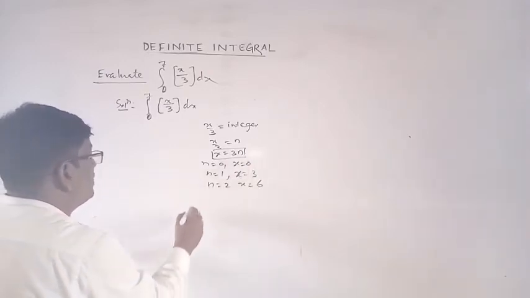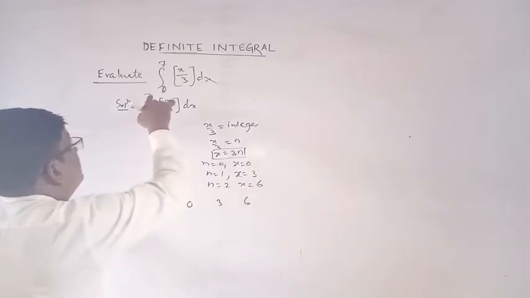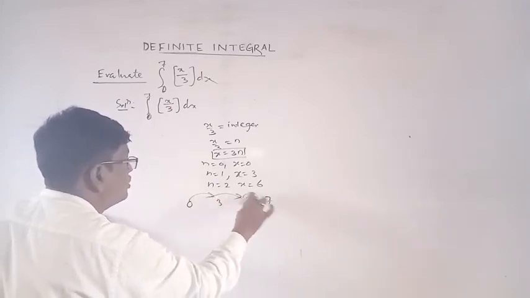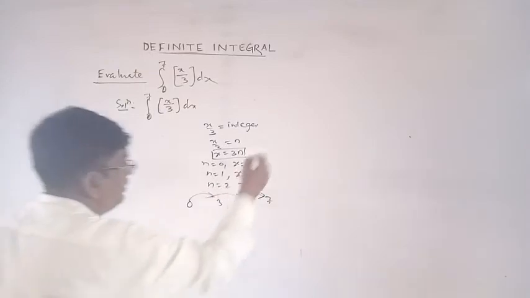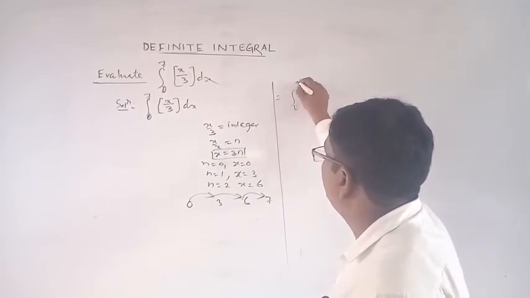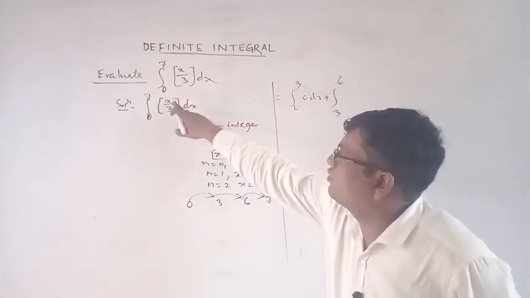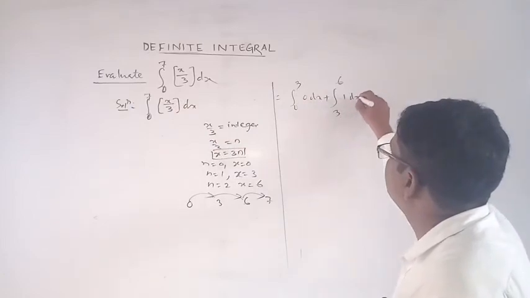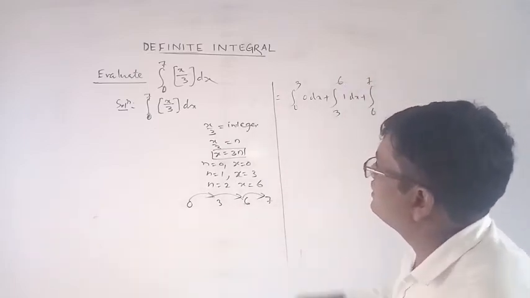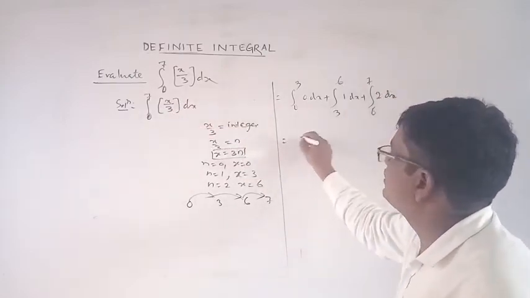So first we have 0, then 3, then 6, and the last upper limit is 7. So the intervals are 0 to 3, 3 to 6, and 6 to 7. Write it: 0 to 3, at the lower limit 0 by 3 is 0. Then 3 to 6, at the lower limit 3 by 3 is 1, so 1 dx. Then 6 to 7, at the lower limit 6 by 3 is 2, so 2 dx. So this is equal to 0.